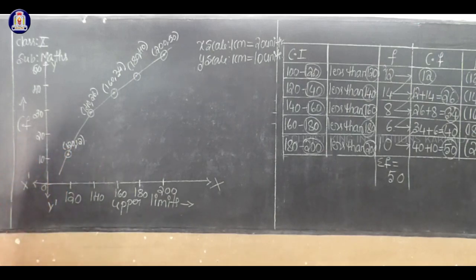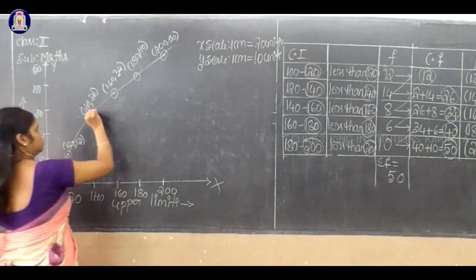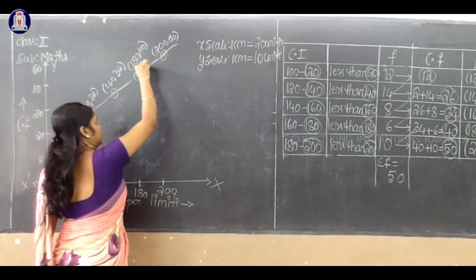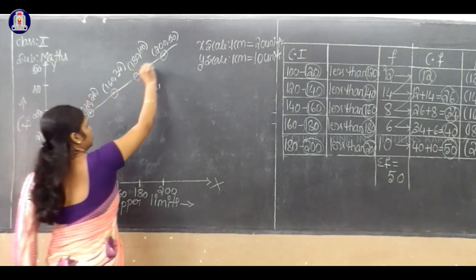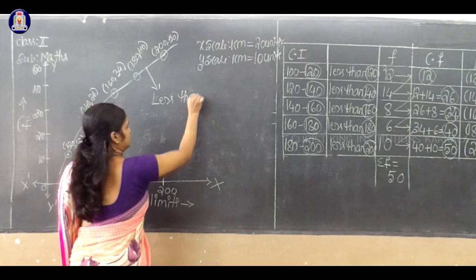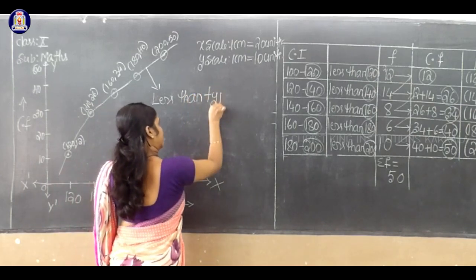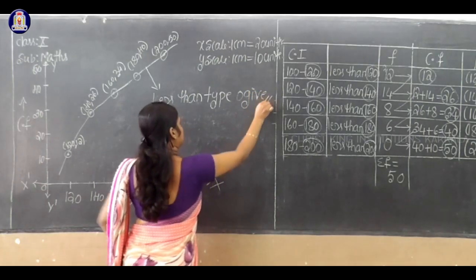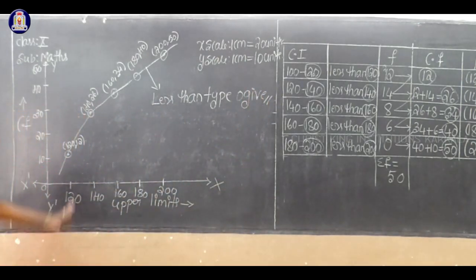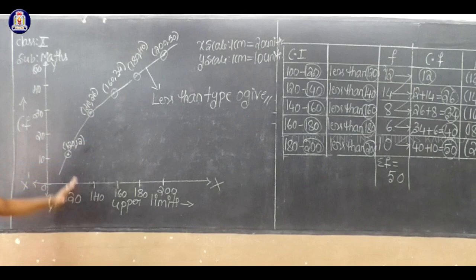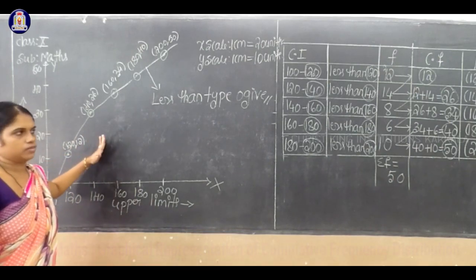Yes. So this is a curve. Okay, so now the curve we obtain. What is the name of this curve? This smooth curve is known as a less than type ogive. The name of this curve is a less than type ogive. So this is about the less than type cumulative frequency distribution curve, and it is a very important 3 marks question.